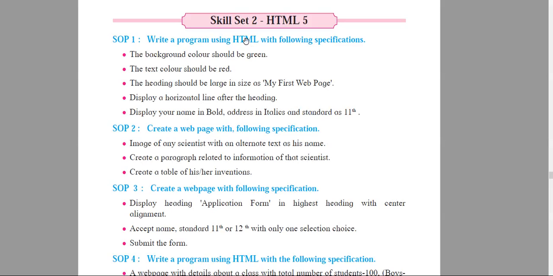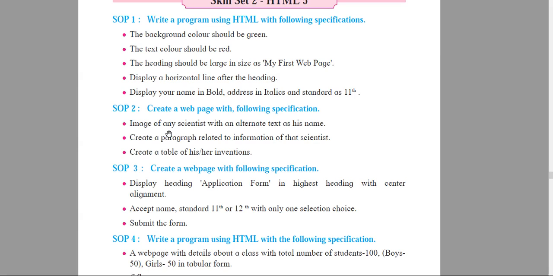Hello students, today we will start with SOP number 2 of skill set 2, that is HTML5. SOP 2 consists of creating a web page with the following specification. With the help of the following specification, you will create a web page.